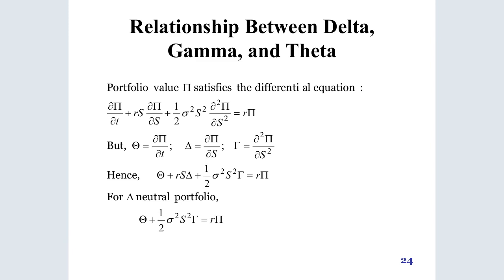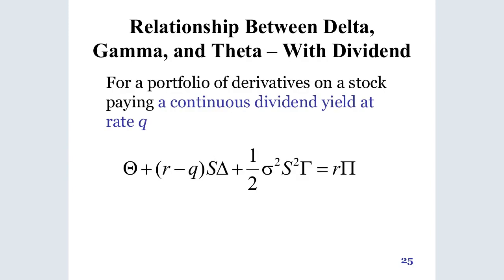So if you look at that, it gives you the change in portfolio value with the income, the interest on the portfolio value. R is the interest rate. For a small interval of time, R times the portfolio value is exactly given by that expression. Obviously, if it is a delta neutral portfolio, that term vanishes. So effectively, theta and gamma equal the change in the portfolio value. And if there is a dividend, then the R gets replaced by R minus Q on the delta term for S, and the rest remains exactly the same.